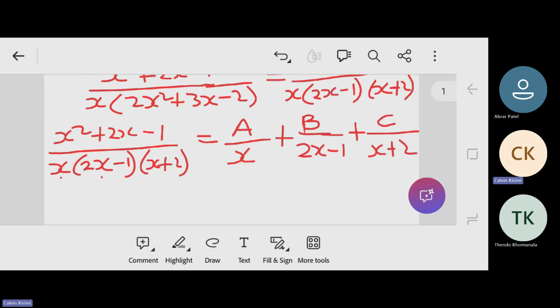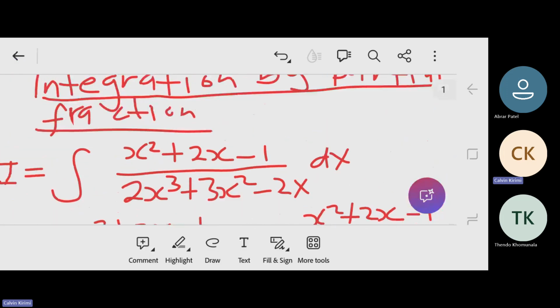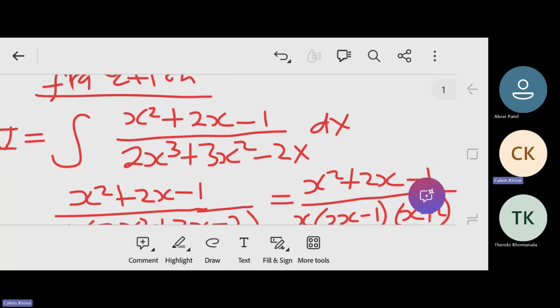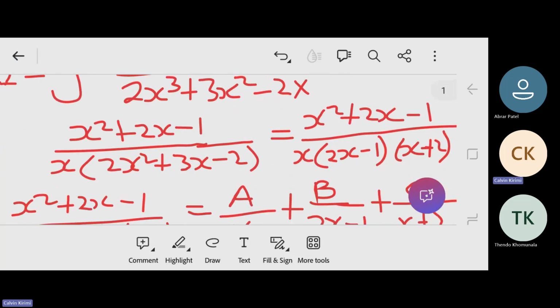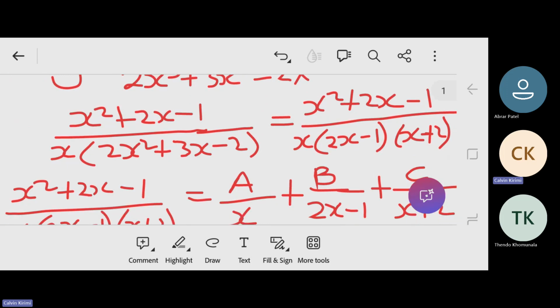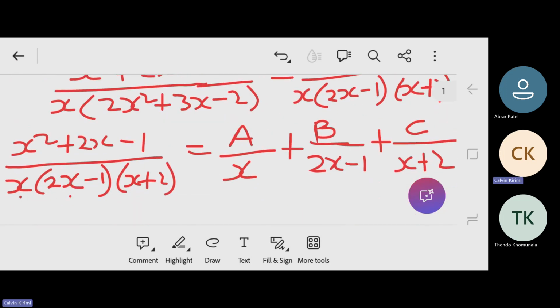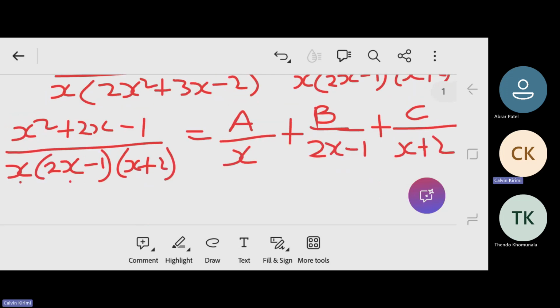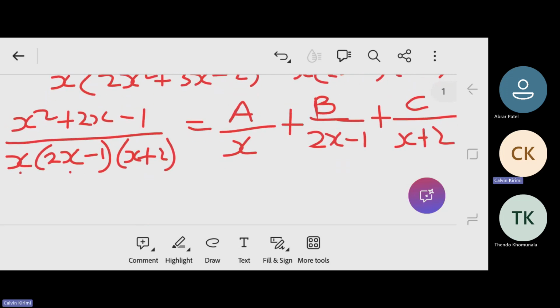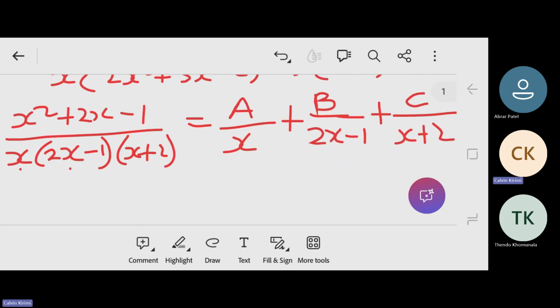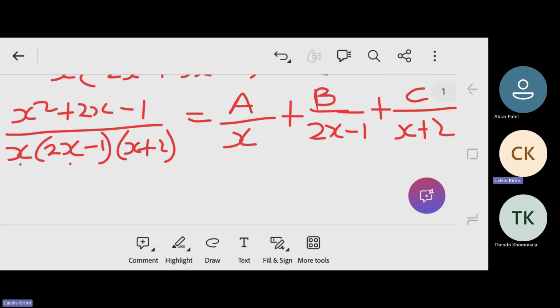So now this is what we have done. We are given this integral, and we have split it into partial fractions by factorizing the denominator. Now we know what it is in terms of partial fractions. So what is left for us to find is the constants A, B, and C.